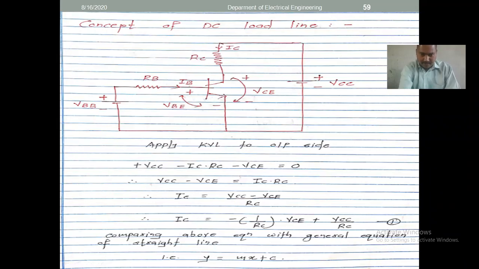Now, this is the equation of your load line, but we have to separate out this equation. For that purpose, 1 by RC is taken this way, and VC is taken on the other side. So minus 1 upon RC into VC. There is nothing else multiplying, that's why it is 1. So minus 1 upon RC.